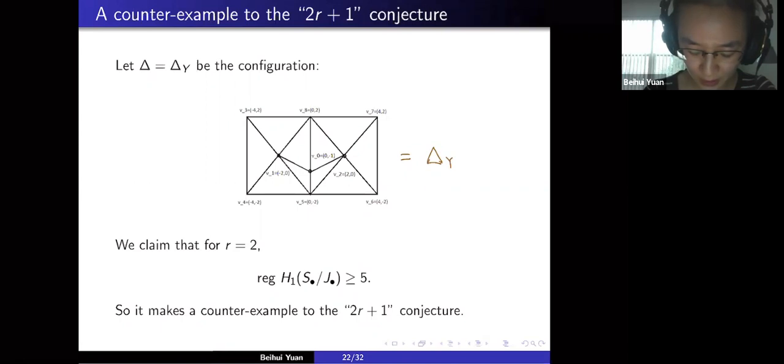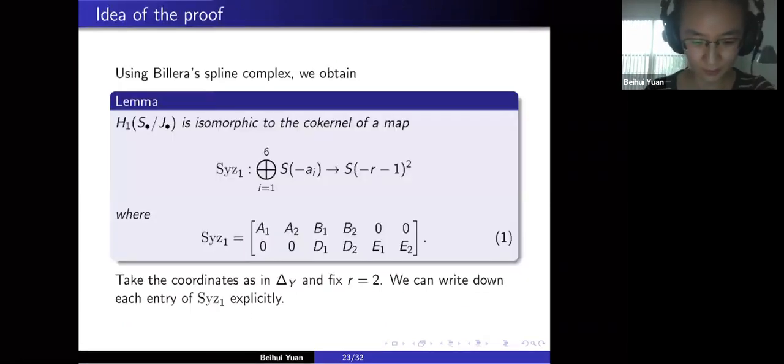Because the 2r+1 conjecture claims that the regularity should be, in this case, less than or equal to 4, right? And if we can prove that the regularity here is actually 5, then it is a counterexample. So how do we prove it? We use the Bellara's-Spline complex, and then we obtain a lemma. This guy, in this case, is isomorphic to the co-kernel of such a map.